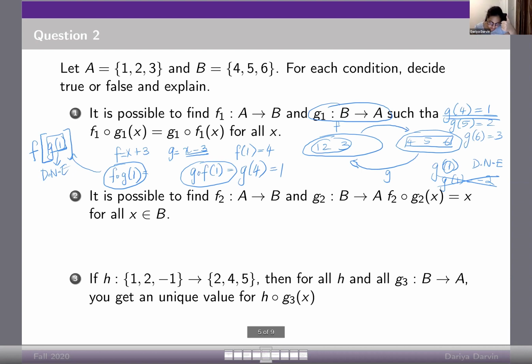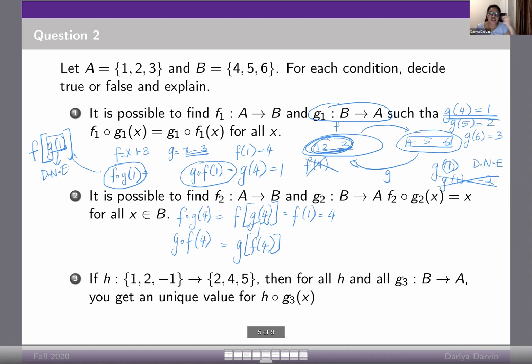Similarly, if you try to find f of g of 4, that makes sense because g of 4 is 1. So you'll get f of 1. f of 1 is 4. That makes sense. But if you try it the other way around, which is g of f of 4, you'll get g of f of 4. But if you look, f goes from 1 to 3. Like f of 4 doesn't make any sense because f can only take in 1, 2, and 3 as the input. So this does not exist. So you can't make any sense of it.